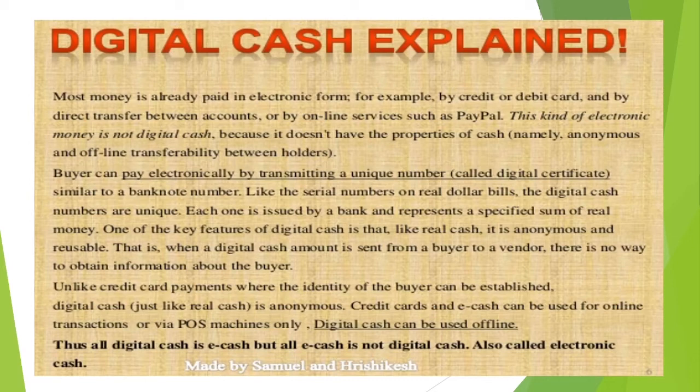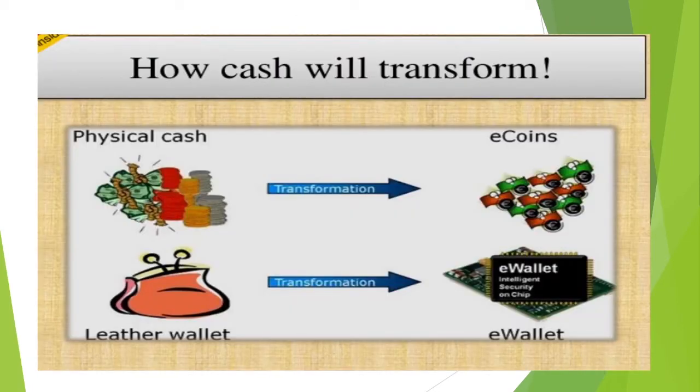Unlike credit card payments, where the identity of the buyer can be established, digital cash is anonymous. Credit cards or e-cash can be used for online transactions or via POS machines only. Digital cash can be used offline also. Cryptography helps us with this innovative method. How will the cash be transformed?